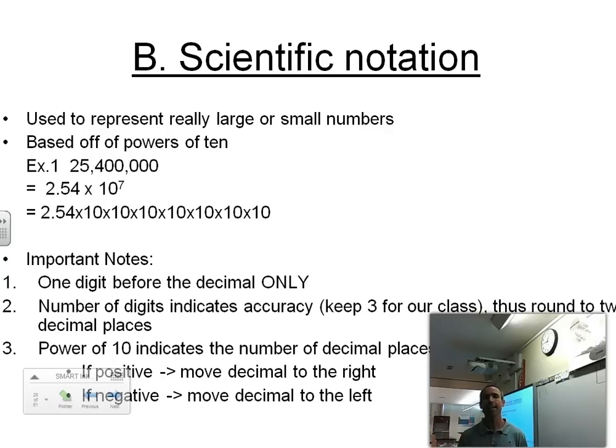If we have a negative exponent, that means we have a number less than 1, okay? And so whatever that number is, you move the decimal the corresponding places to the left. Okay, let's see some examples.